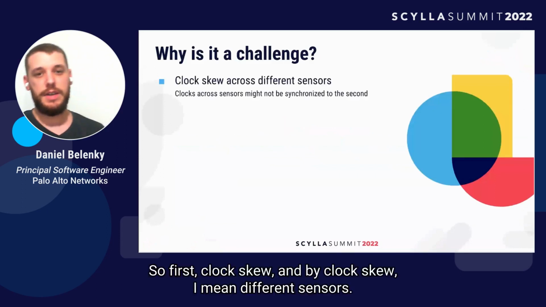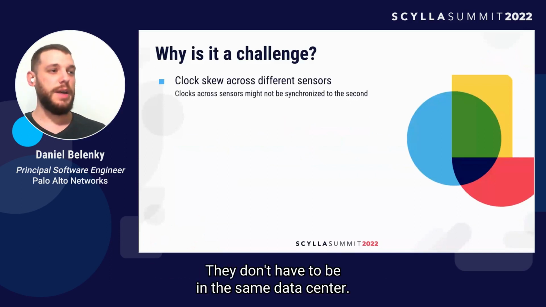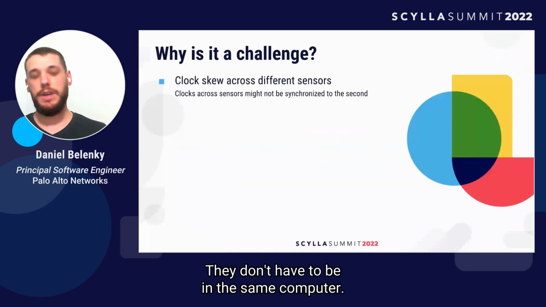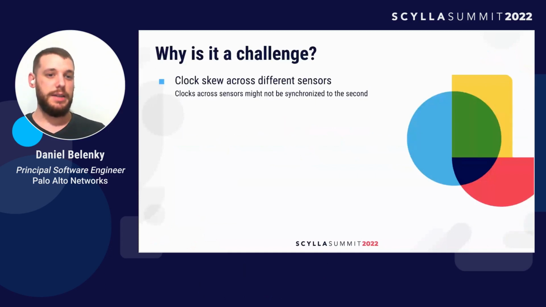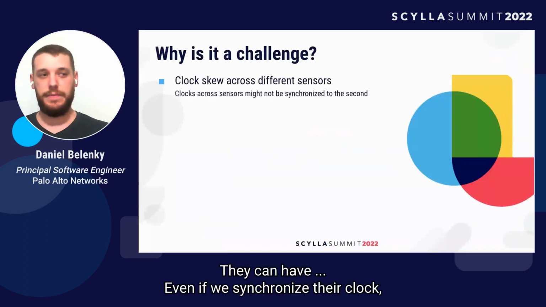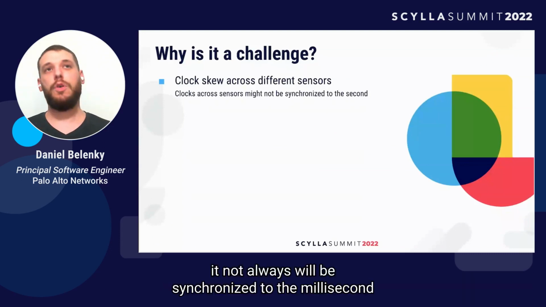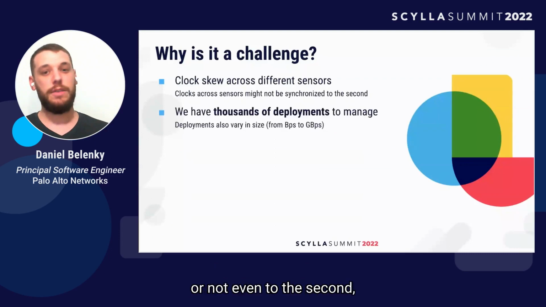First, clock skew. By clock skew, I mean different sensors. They don't have to be in the same data center, in the same network, or on the same computer. And even if we synchronize their clocks, they will not always be synchronized to the millisecond, or not even to the second.